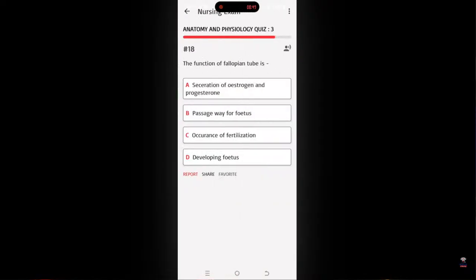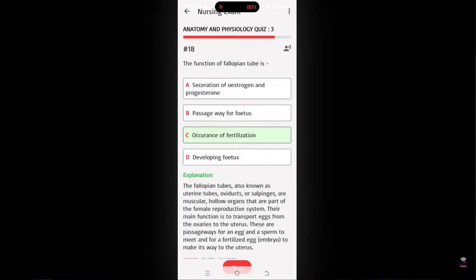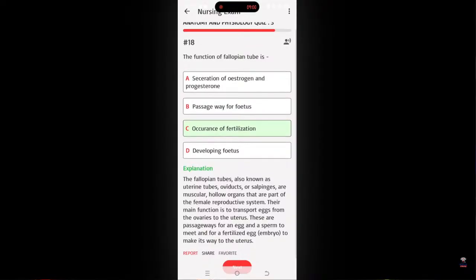The function of the fallopian tube is A. Secretion of estrogen and progesterone, B. Correct answer. The fallopian tubes, also known as uterine tubes, oviducts, or salpinges, are muscular, hollow organs that are part of the female reproductive system. Their main function is to transport eggs from the ovaries to the uterus. These are passageways for an egg and a sperm to meet and for a fertilized egg embryo to make its way to the uterus.